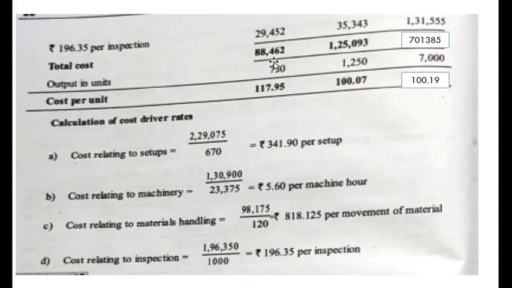So the total cost 88,462 divided by 750 will give us 117.95, and the total cost 1,25,093 divided by 1,250, the total number of units for Q, will give us 100.07, and the total cost of 7,01,385 divided by 7,000 will give us 100.19. So this is the cost per unit for activity based costing.